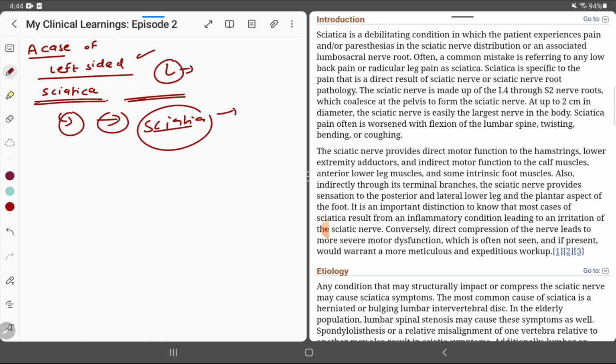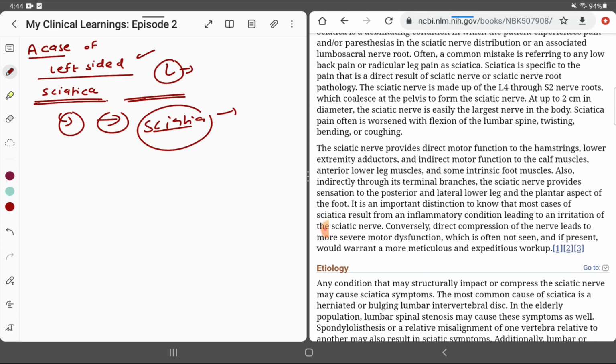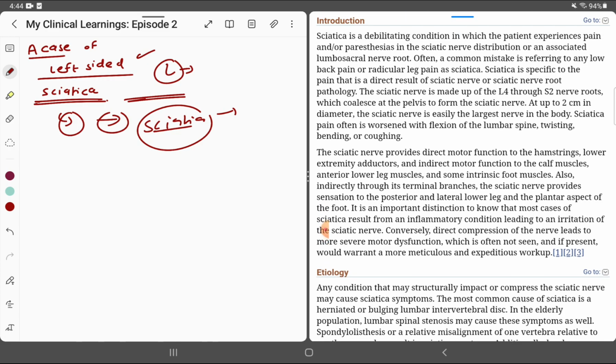Okay. So like our earlier videos, we would like to begin this topic by understanding the medical and the anatomical aspect of sciatica pain. Generally the NCBI website is one of the most trusted websites for medical information. Now let us look at the introduction of sciatica. Sciatica is a debilitating condition in which the patient experiences pain and or paresthesias in the sciatic nerve distribution or an associated lumbosacral nerve root.